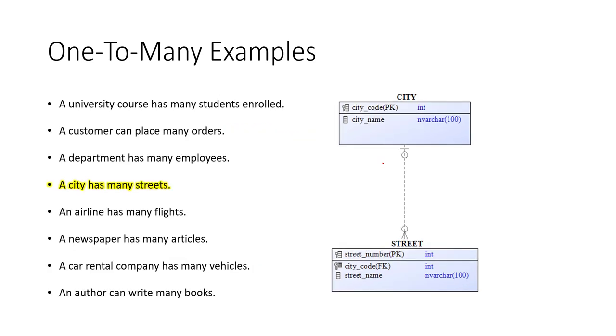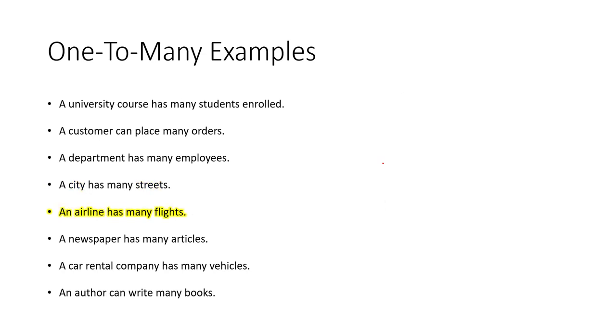Okay, we have more examples. We can have hundreds of examples for one-to-many relationship. A city has many streets. I will leave the rest of them for you to practice. An airline has many flights. A newspaper has many articles. A car rental company has many vehicles. An author can write many books.